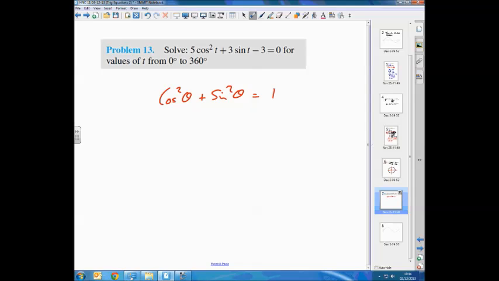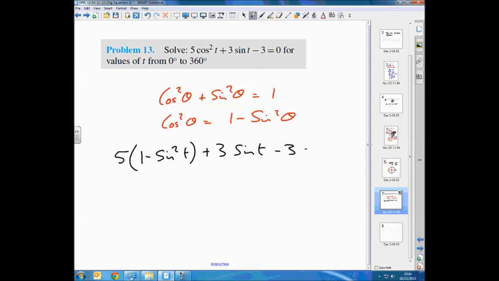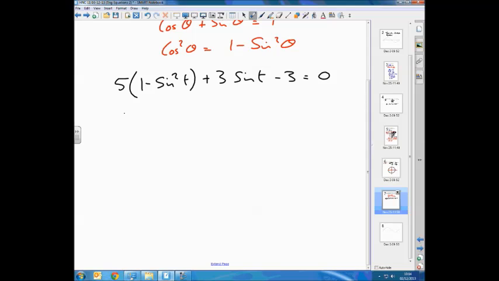So first step is to say cos squared theta is 1 minus sine squared theta. So in our particular equation we can replace cos squared t with 1 minus sine squared t, plus 3 sine t minus 3 equals 0. And then we'd expand out the brackets: 5 minus 5 sine squared t plus 3 sine t minus 3 equals 0.